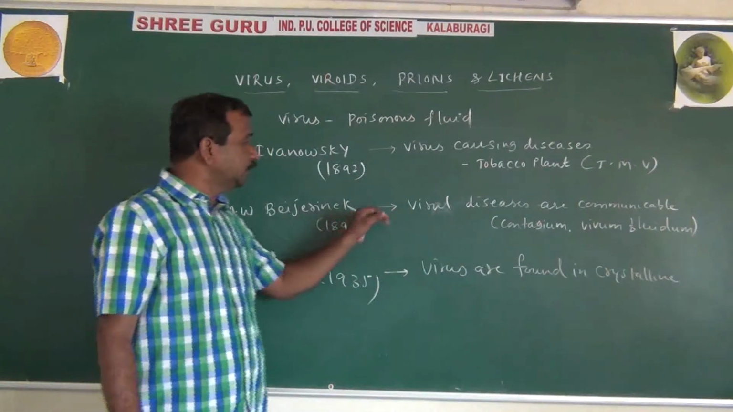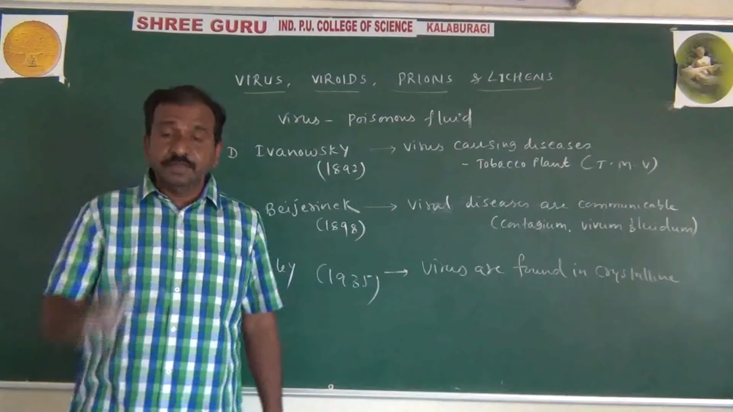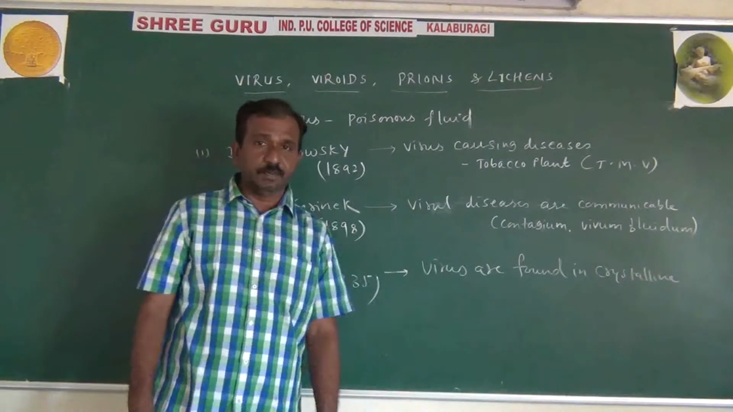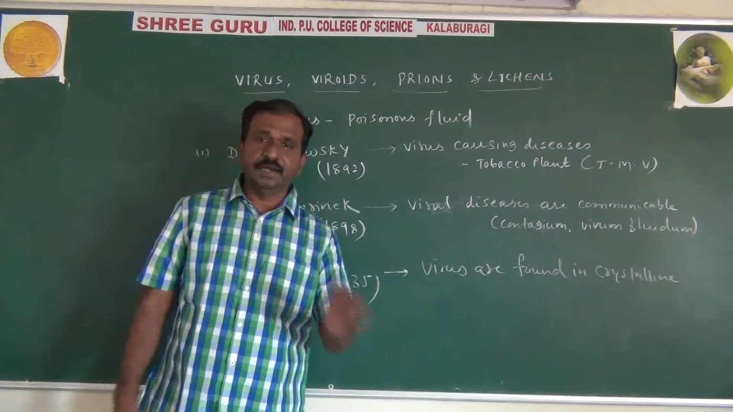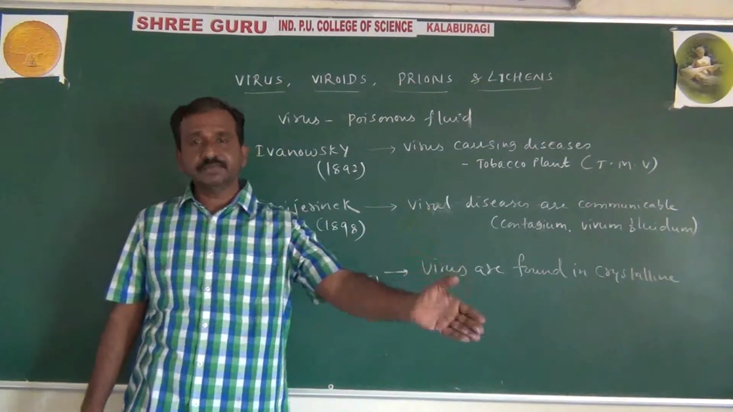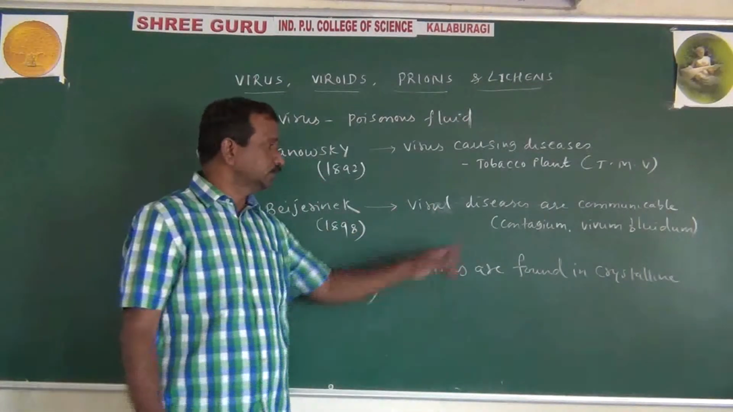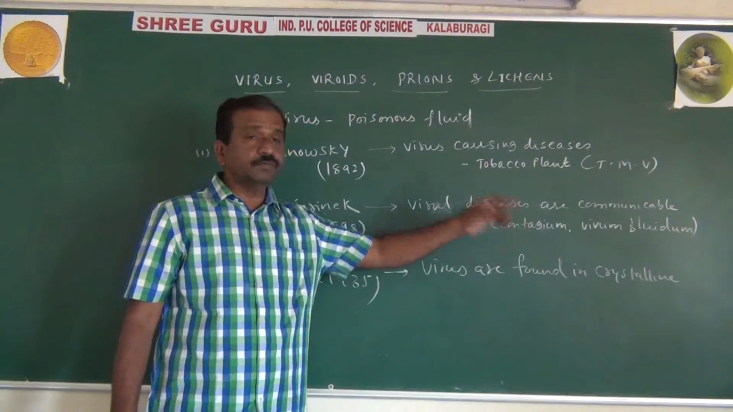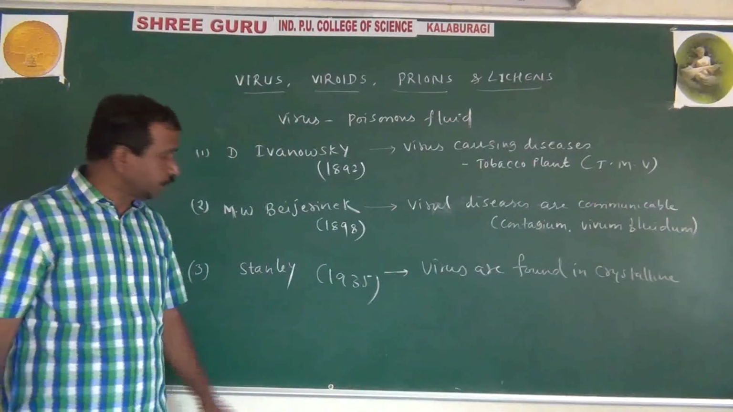Next, viral diseases are communicable. With experiment only they are telling about them. Why? Because rubbing the unhealthy plant with the healthy plant, you can see that the healthy plant also gets the disease. That is why "contagium vivum fluidum", this word is normally given by Beijerinck.